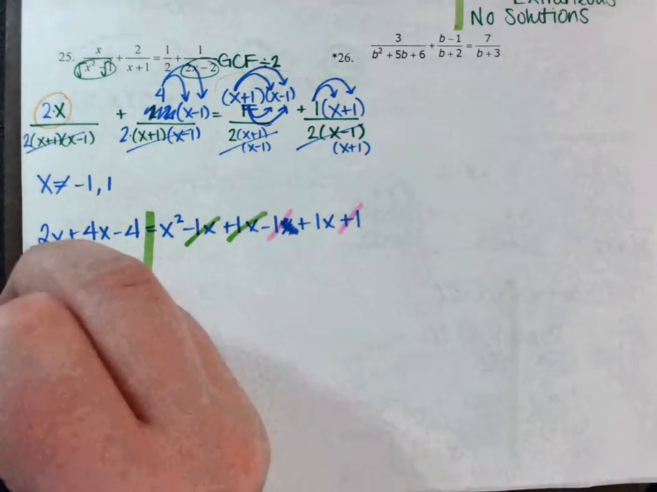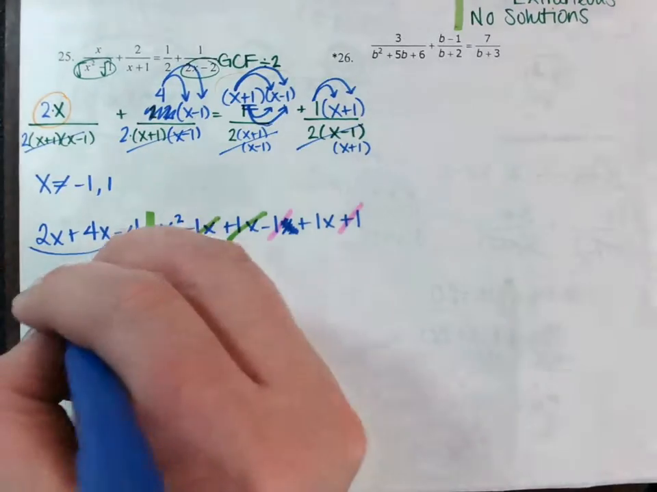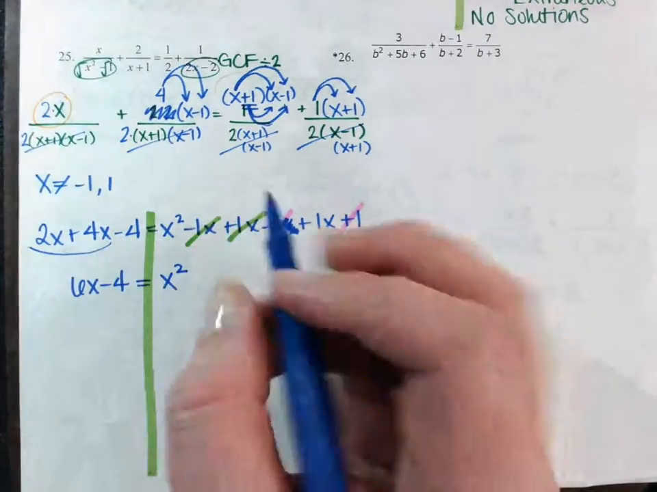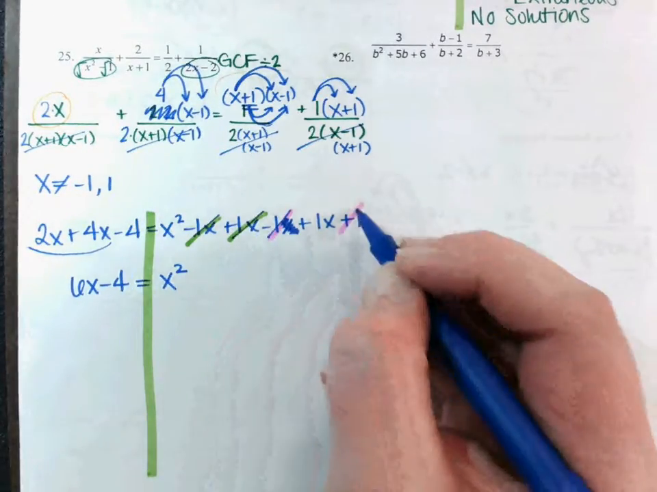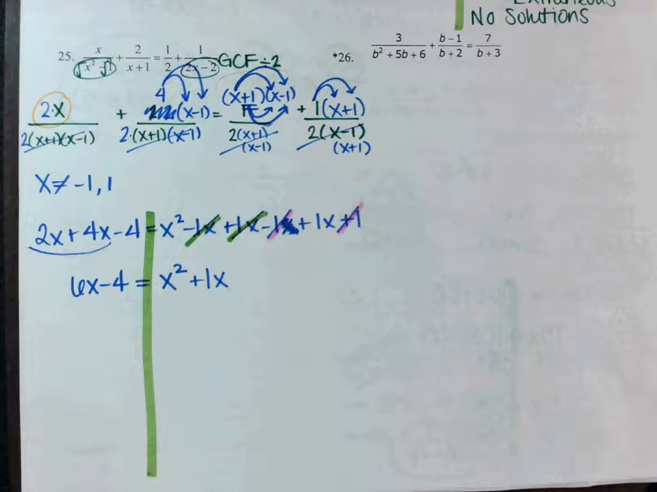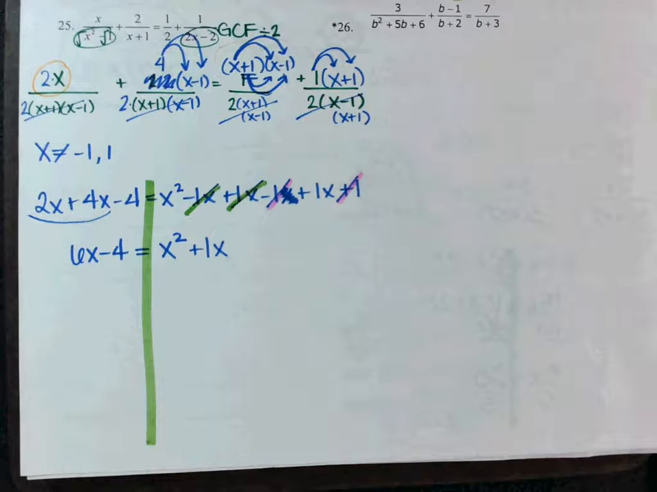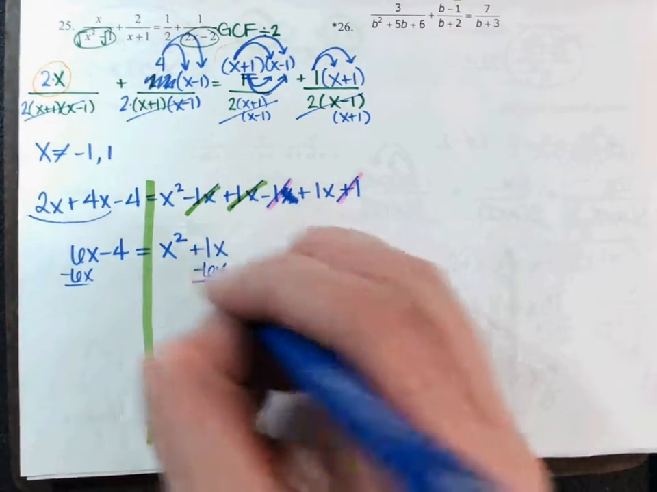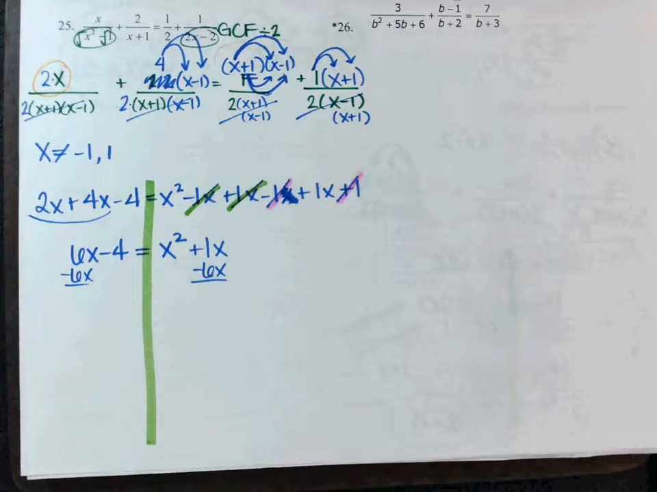So 2x and 4x makes how many? 6x minus 4. And then I have x squared, gone, gone, gone, gone, plus 1x. Now, what method are you going to need to solve if there's an x squared? It's not going to come out to be perfect squares. We're going to have to t-chart. Okay, so I'm going to minus my 6x across. Remember, you can only t-chart when all your stuff is together.